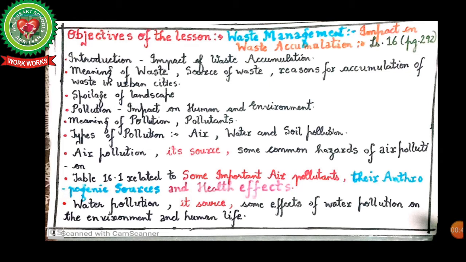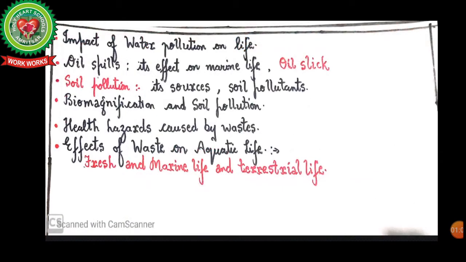meaning of pollution, pollutants, types of pollution like air, water and soil pollution, air pollution, its source, its common hazards of air pollution, table 16.1 related to some important air pollutants, their anthropogenic sources and health effects, water pollution, its source, some effects of water pollution on the environment and human life, impact of water pollution on life, oil spills, its effect on marine life, oil slick, soil pollution, its sources, soil pollutants, biomagnification and soil pollution, health hazards caused by waste, effects of waste on aquatic life, fresh and marine life and terrestrial life.